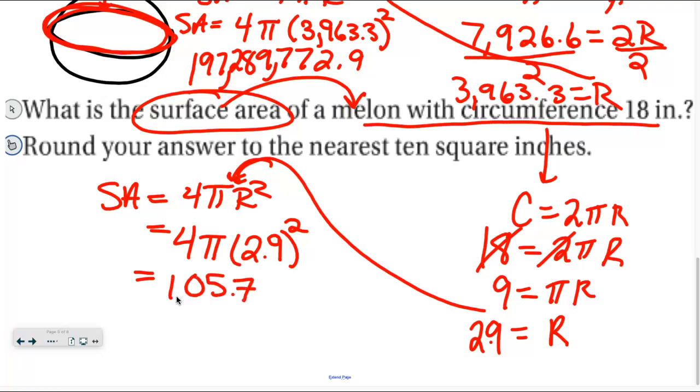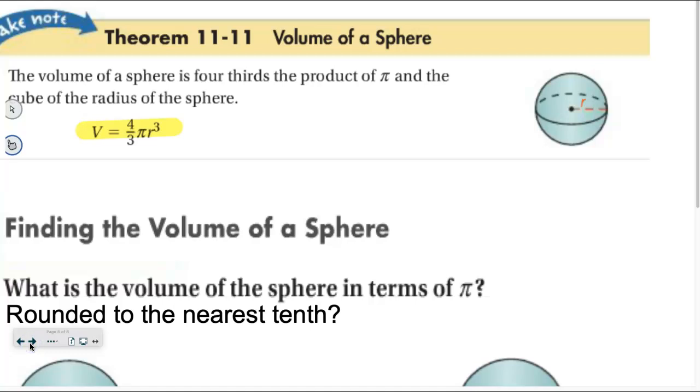105.7. That's to the nearest tenth, which I think they meant. So I'm just going to leave that. Because to the nearest 10, you bump that up to 110 square inches, but that's a big round. So I'm going to override that in the notes. All right, next up is the volume.